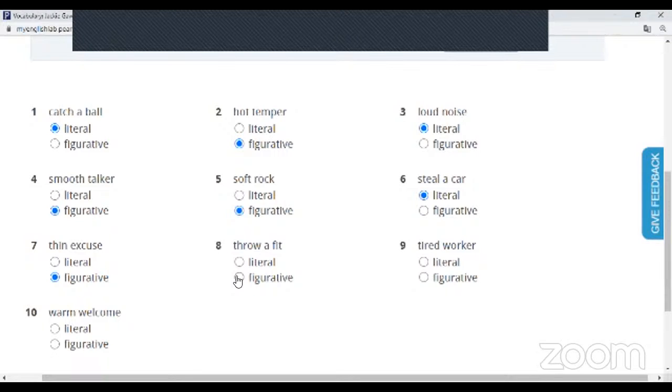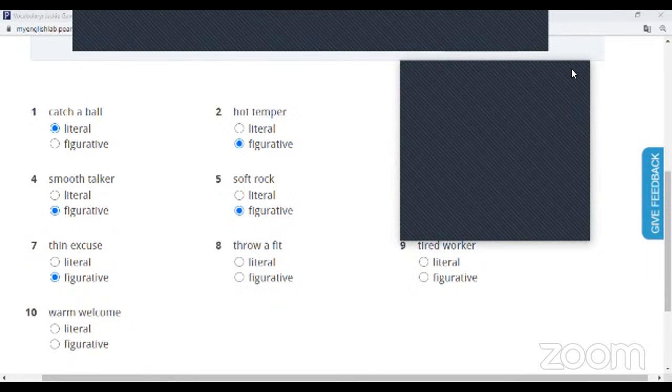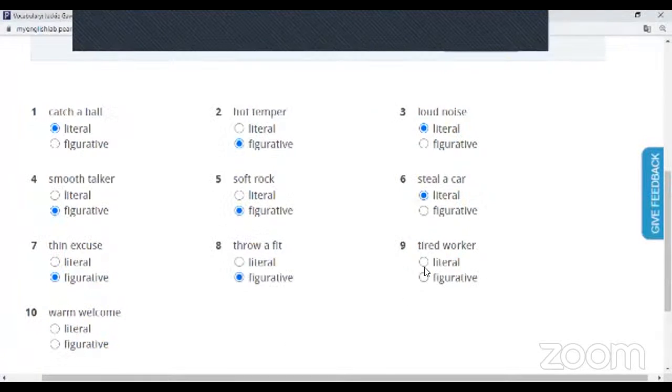What's your guess, Andres Garcia? Number 8. I think figurative. Thank you very much. Remember, if it doesn't make a lot of sense, it's usually figurative, okay? Okay, good. Number 9, tired worker. Let me do that. That's very easy. That's literal, a tired worker, okay? Some of you are tired because you work, so you are a tired worker.